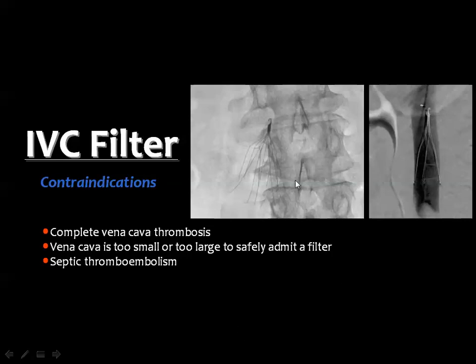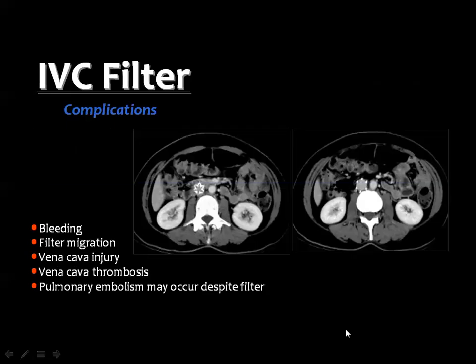And this is the appearance of the filter after being placed in the IVC, and we inject contrast material to see that the filter is well positioned at its site. Contraindications for the use of the filter are the presence of vena cava thrombosis, or that the inferior vena cava is too small or too large to admit a filter safely. Then the presence of septic thromboembolism is also one of the contraindications.